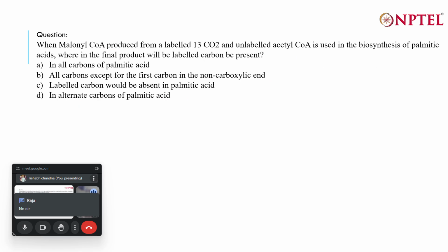So let's move on to the next question. When malonyl coenzyme A produced from labeled 13CO2 and unlabeled acetyl coenzyme A is used in the biosynthesis of palmitic acid, where will the labeled carbon be present in the final product? So what can be the correct answer?